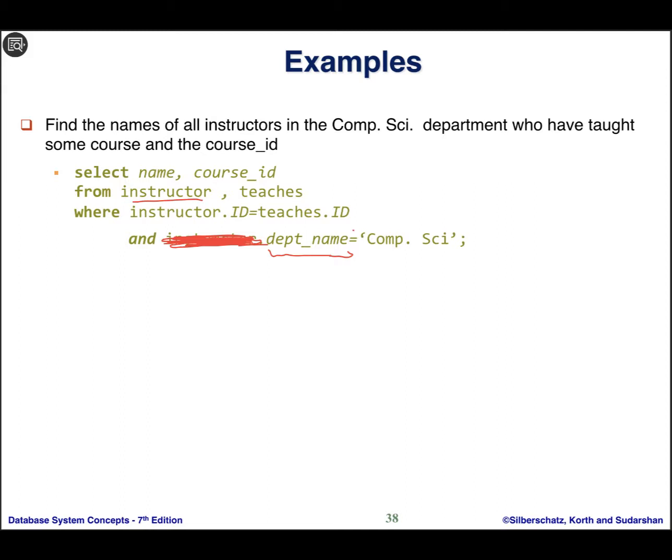But in the case of ID equals ID, I have to specify which ID I mean. The ID that belongs to the relation instructor must equal the ID that belongs to the teacher relation. So in this case, I have to specify the prefix. Okay, so again, either keep this one here or remove it, either is fine here.